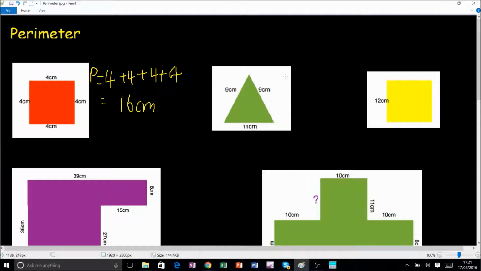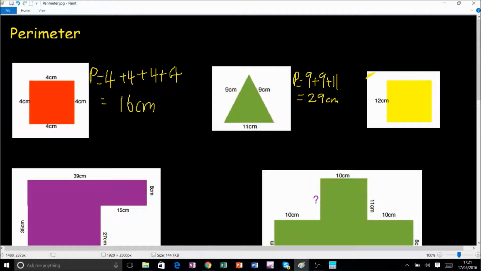Here we've got a triangle. So P for this triangle is going to be 9 plus 9 plus 11. And that is going to be equal to 9 plus 9 is 18, 18 plus 11 gives us 29 centimeters. What sort of triangle is this? Does anybody know what sort of triangle this is? A triangle that has two sides being equal. Well, it's an isosceles triangle.